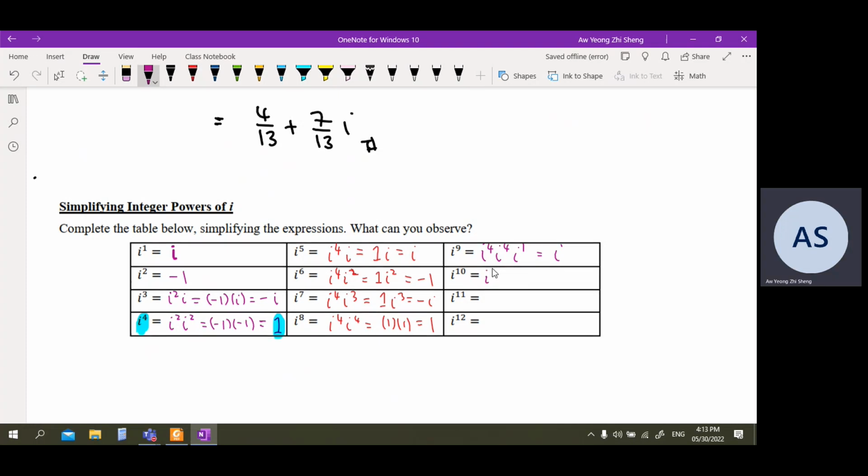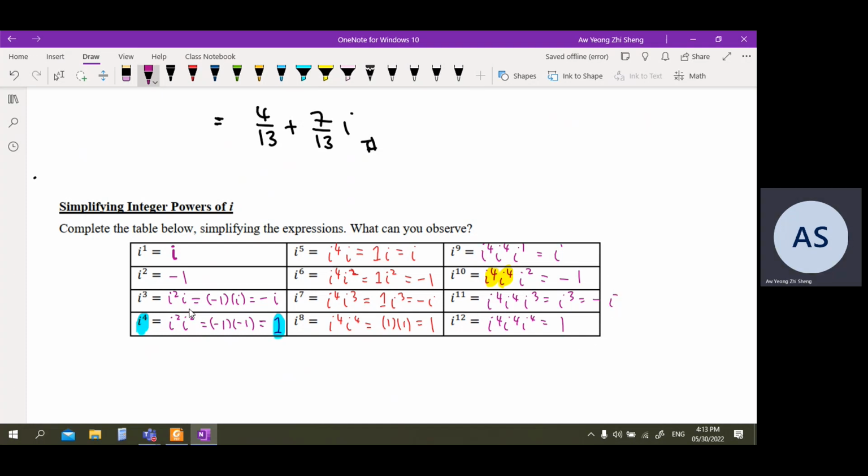i power 10, I can extract i power 8 again, leaving me with i squared. Both i power 4 will become 1, so I'm left with just i squared, and I know i squared is -1. i power 11 is i power 4, i power 4, i power 3. That leaves me with i power 3, and I know i power 3 is minus i from the first column. i power 12 is i power 4 three times, and everything is 1, so it's 1.